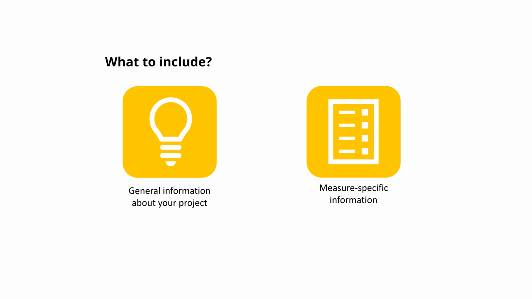So there are two types of information that you should include in a codebook. The first is general information about your project and your dataset as a whole. And the other is measure-specific information about every single questionnaire that you administered. So this could also involve information about other types of measurements, such as saliva samples, for example.